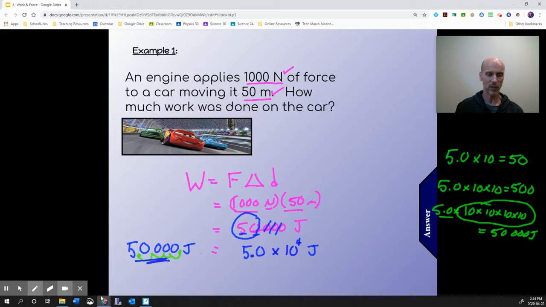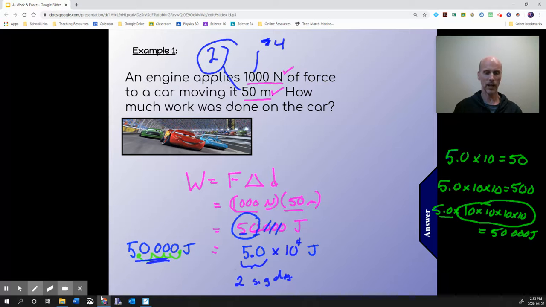That's the same as 50,000. But it has our answer to 2 significant digits. The rule for significant digits when multiplying is you cannot have an answer that has more significant digits than the number used that had the least digits. So the 50 has 2 digits in it. The 1000 has 4 digits. So we're going to go with only 2 digits in our answer. So final answer, work is 50,000 joules.